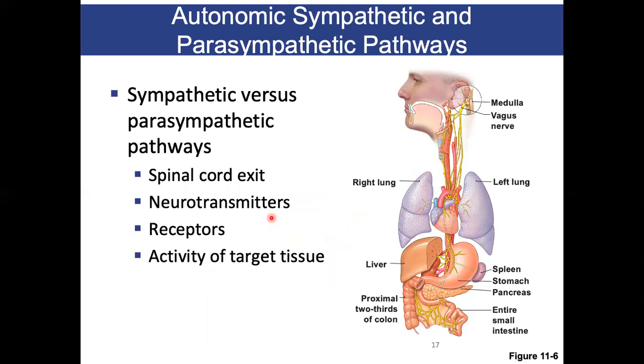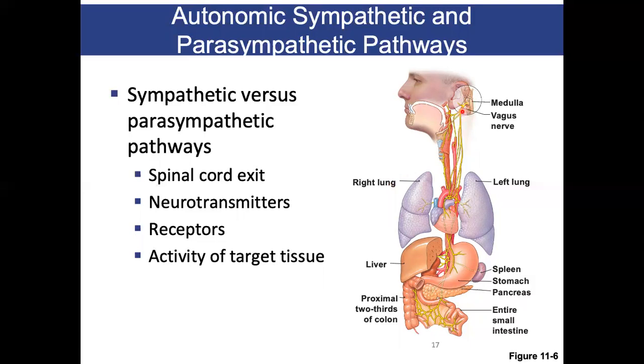The difference between parasympathetic and sympathetic: the spinal cord exit, the neurotransmitters they release, the receptors that bind those neurotransmitters, and then the activity of the target tissues. If you take a look, the vagus nerve is actually one of our main parasympathetic nerves.